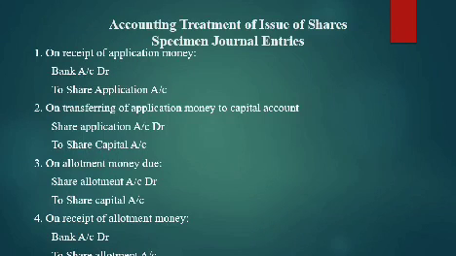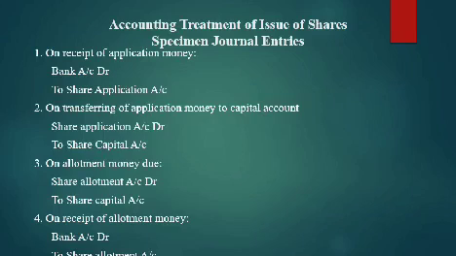Journal entries for issue of shares on an installment basis. There are four stages: application, allotment, first call and final call. Now the first stage, application money. On receipt of application money: bank account debit to share application account credit. Now the application money is transferred to the capital account: share application account debit to share capital account credit. The first stage is over.